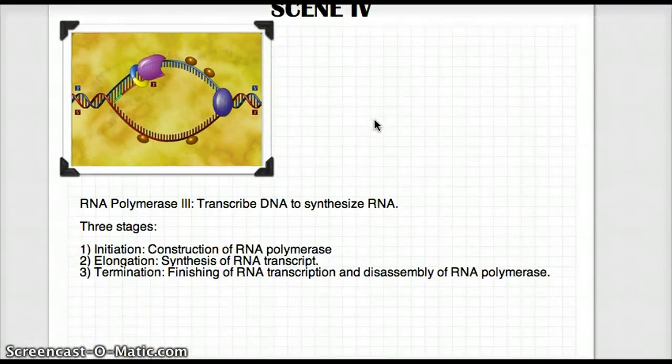Next, RNA polymerase 3, it transcribes DNA to synthesize RNA. There are 3 stages in this process. First, initiation. It is the construction of the RNA polymerase complex. Second, elongation. It is the synthesis of the RNA transcript. Third, termination. It finishes up RNA transcription and disassembles the RNA polymerase.